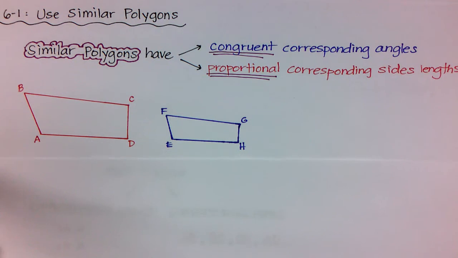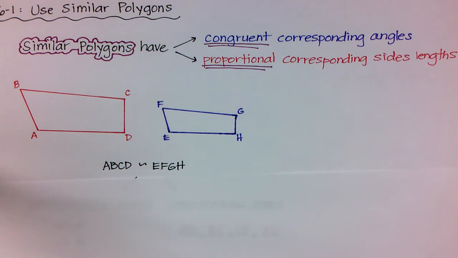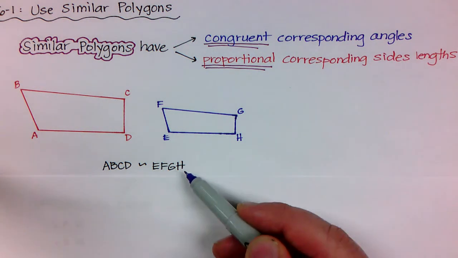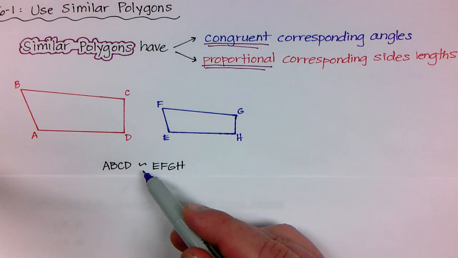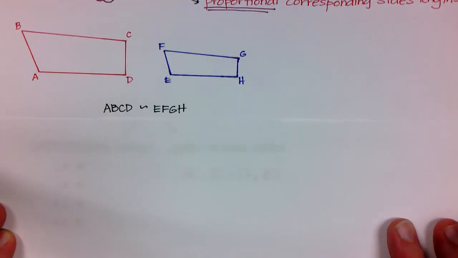So in this case, I would say that ABCD, that polygon is similar to EFGH. This sign right here is what we're going to say for similar. It's just one little squiggle, a little different from congruency.